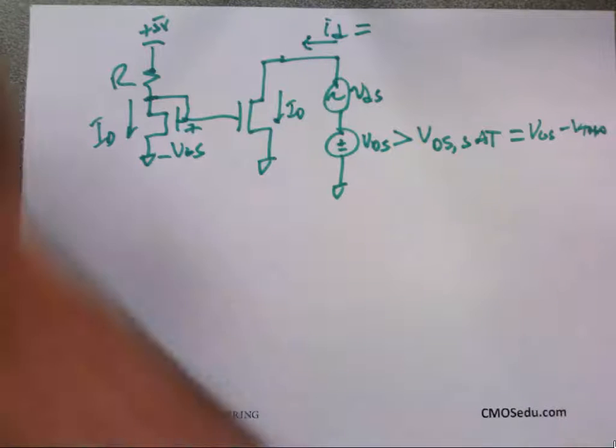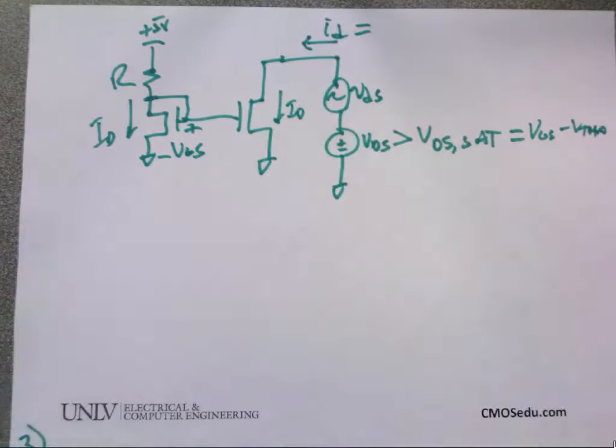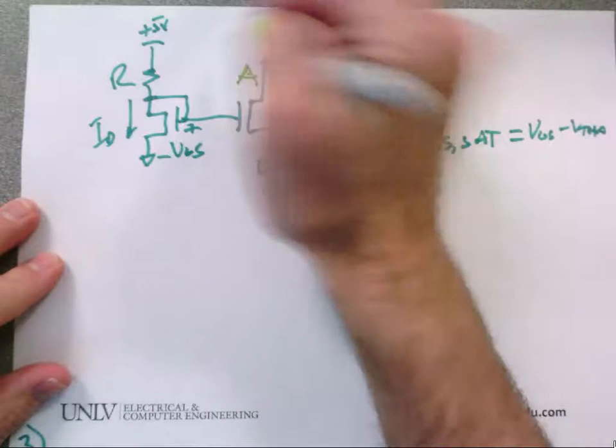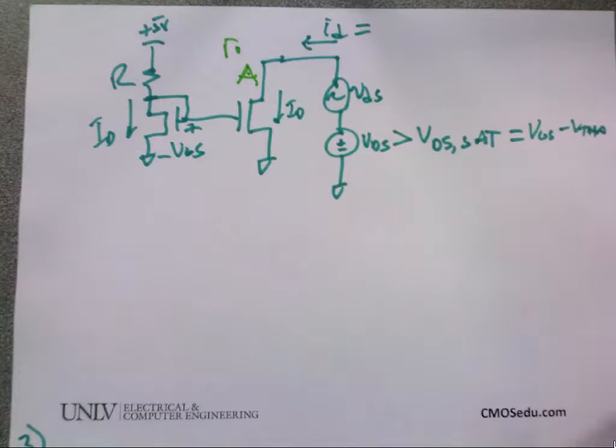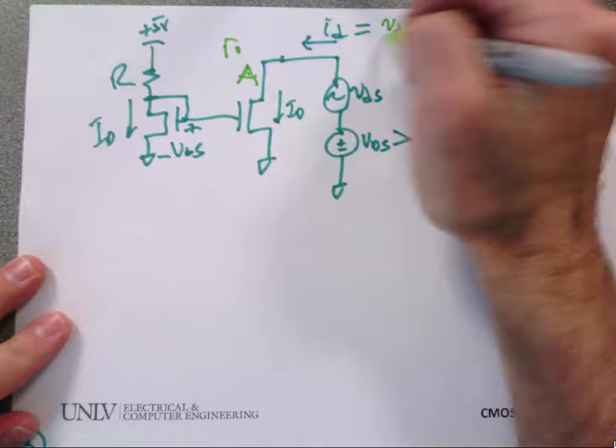Okay, what is the resistance I see looking down here? R out for AC, right? So when I say resistance, I'm talking about AC. So what's the current? Gee, you're not challenging me. It's VDS over R out.